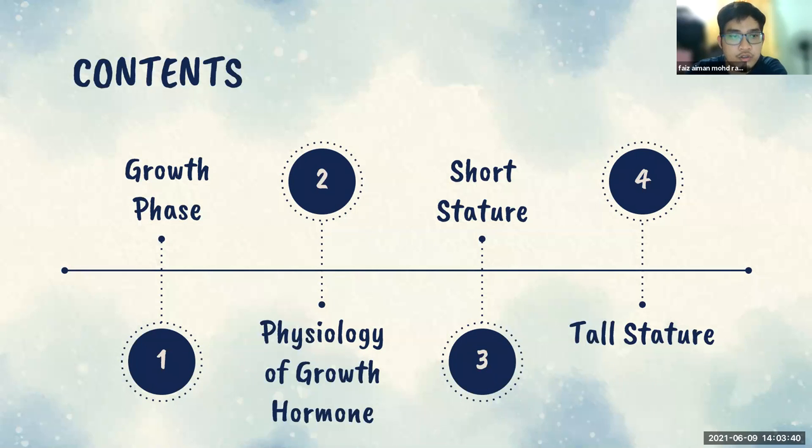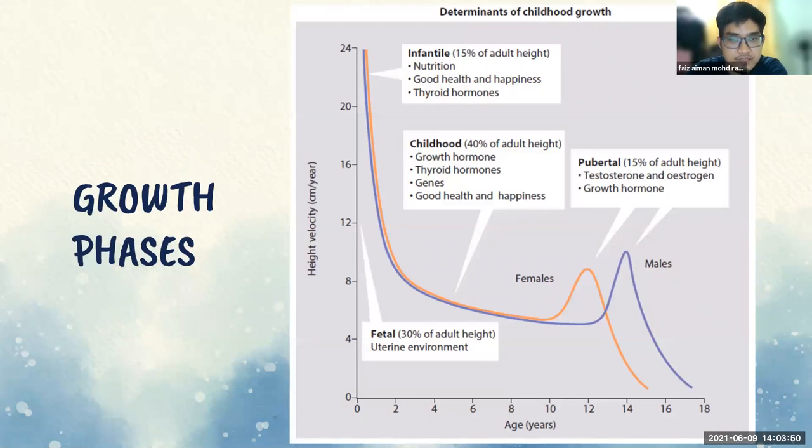Okay, so this is my content. First I will explain briefly the growth phases and physiology of growth hormone before going to short stature and tall stature. Human growth can be divided into 4 phases, which are fetal, infantile, childhood, and pubertal spurt. First is the fetal phase, which is the shortest and most rapid phase, accounting for 30% of adult height, and the determinant of growth is the uterine environment. So maternal and placental nutrition supply is very important during this period.